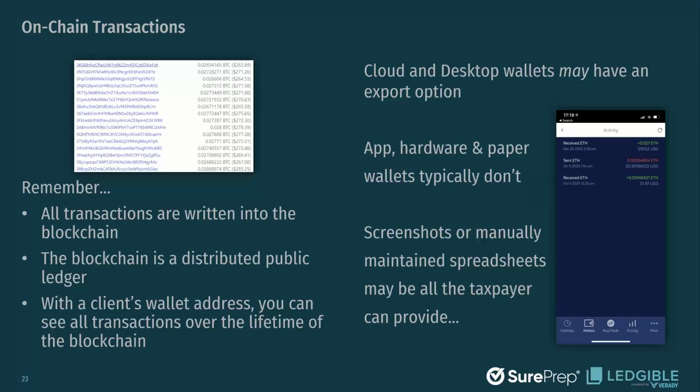Now, a lot of times your clients are going to be using some of the different wallets that we talked about. So cloud and desktop wallets may have an export option similar to exchanges, but unfortunately, most of the apps, your hardware for sure, and definitely a paper wallet don't have any kind of reporting at all. So, at best, what you're going to get is a screenshot perhaps of an app. So in this case here, showing a screenshot of transactions that have happened this year so far. You may also start to get manually maintained spreadsheets. And that may be all the taxpayer can provide, or they're just going to say, look, here are my addresses where all my information is. I need your help in figuring it out.